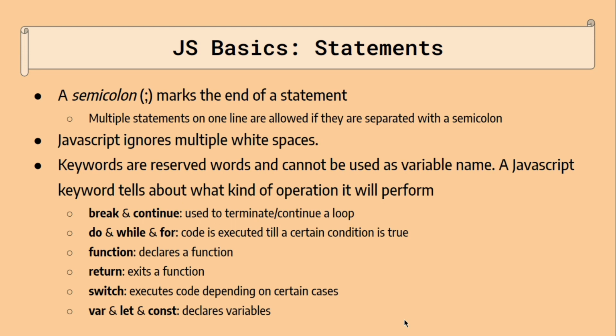The return keyword is used to exit a function. The switch keyword is used to execute code depending on certain cases. The switch keyword is similar to the do, while, and for keywords, but it is not dependent on certain conditions being true. The var, let, and const keywords are used to declare variables.